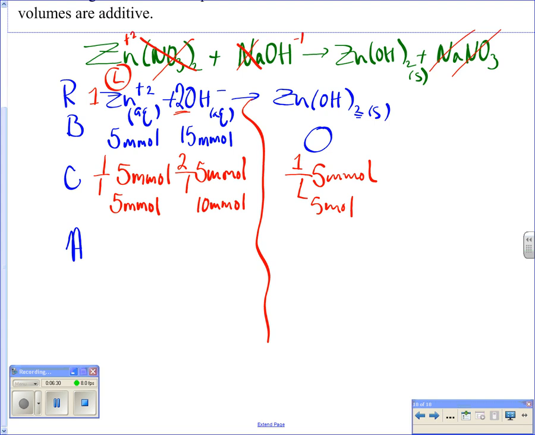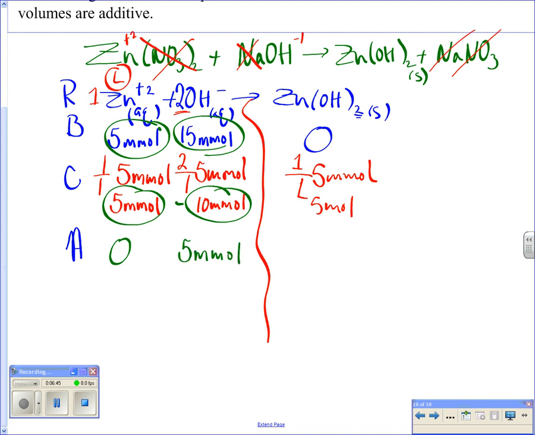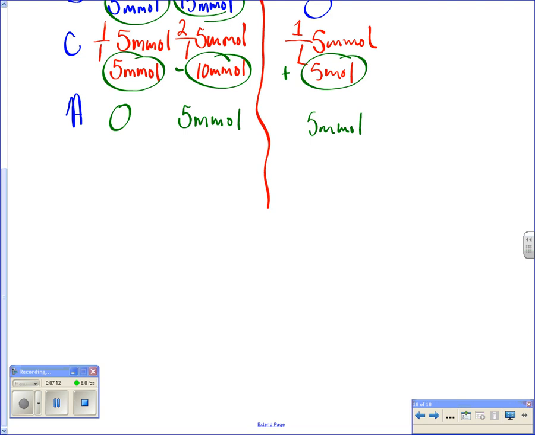And so what I'm saying is that I start with 5, I use 5, so how much do I have left over? None. I start with 15, I use 10, so how many do I have left over? I have 5. I start with none, I gain 5, so I get 5 millimoles of my solid over here. So now, the question is what is the concentration of the zinc? Well, don't think there's none, because there is a KSP. Some of this zinc will dissolve. And so what I need to know here is the concentration of my OH, because now it's going to become a KSP common ion problem.